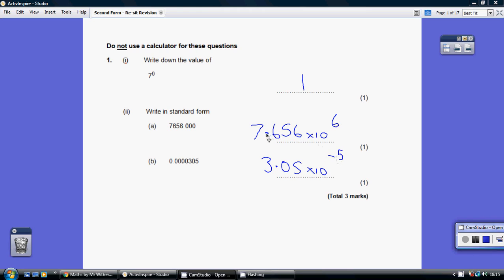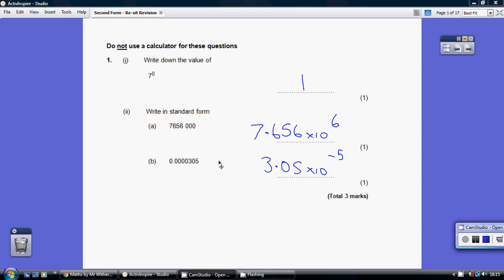So we've got to end up with a decimal point between the 7 and the 6 there, and it's effectively starting here. So how many hops, how many numbers do we hop over? 1, 2, 3, 4, 5, 6. So that's to the power of 6.